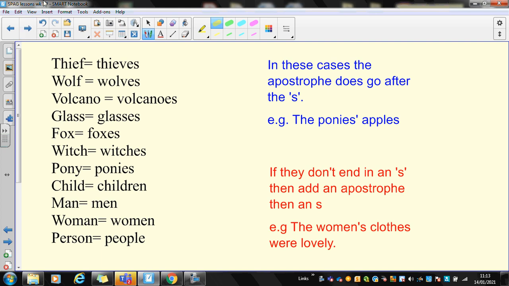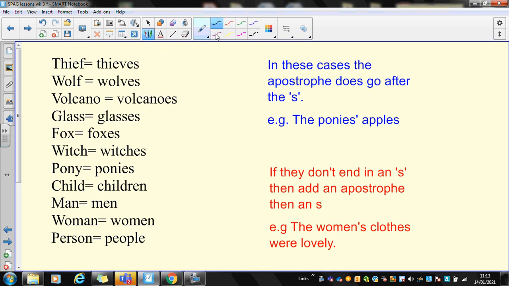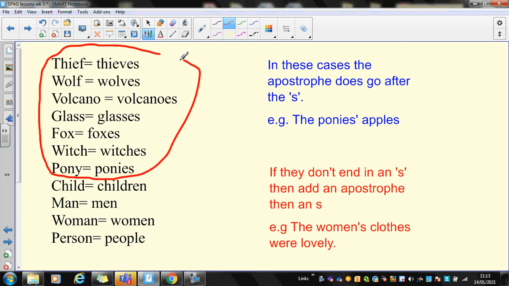Okay, so all of these ones at the top here, where they have an S on the end of the word, so I'll just draw a box around the ones I mean. Let's choose a different colour. So all of these here, which end in S, so down to ponies. If something belongs to, say, the ponies, so the apples belong to the ponies, the apostrophe would go after ponies. The apples belong to the ponies, so the apostrophe goes after ponies. Okay. The hats belong to the witches, so the apostrophe goes after witches. The lava belongs to the volcanoes, so the apostrophe goes after volcanoes.